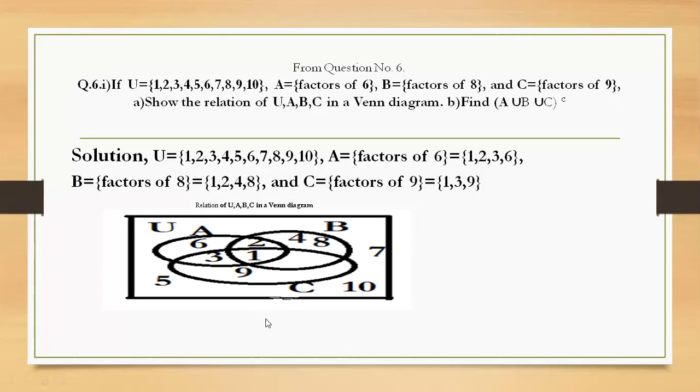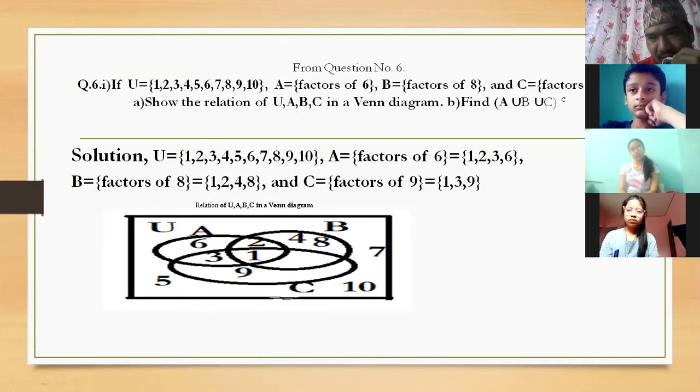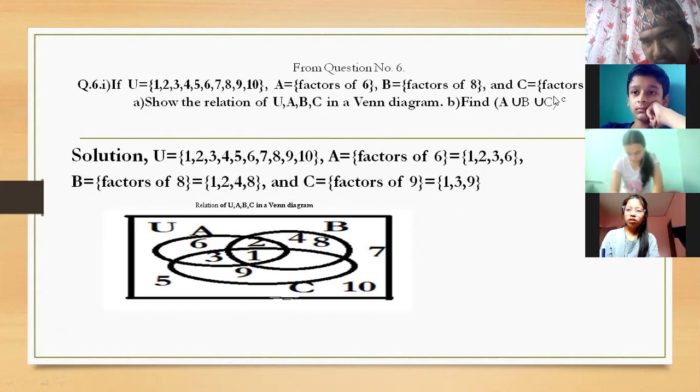Okay, children. Now after this, what do we have to do? Do you know? We have to find out A union B union C complement. This is given as C. At the power we can write a dash also, and we can write a bar also. A union B union C bar also here.